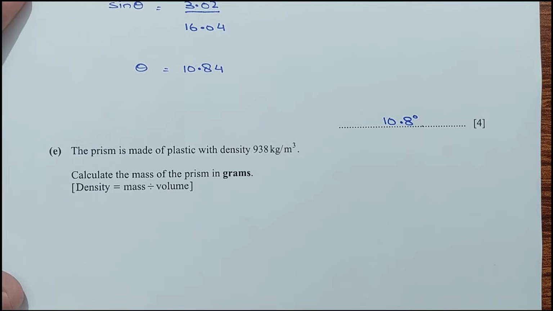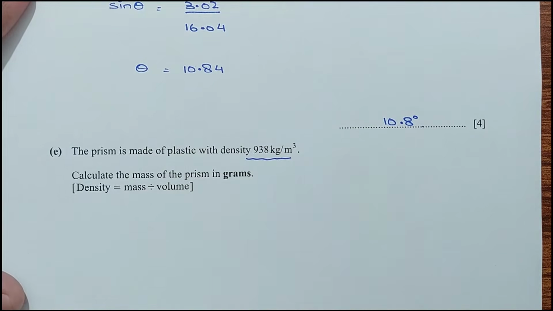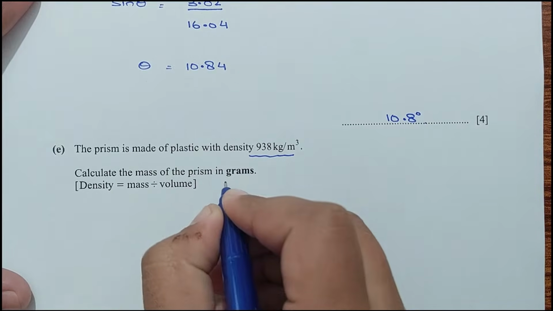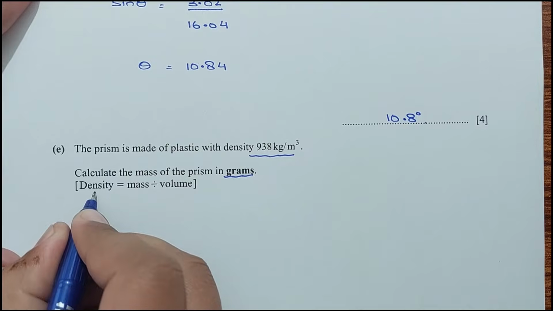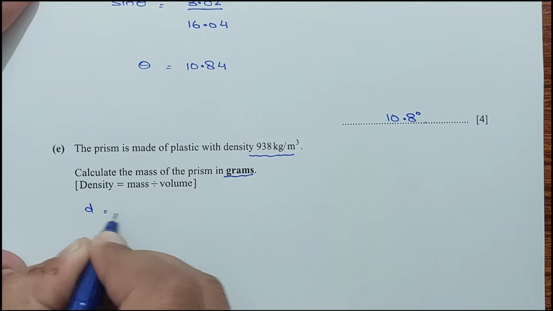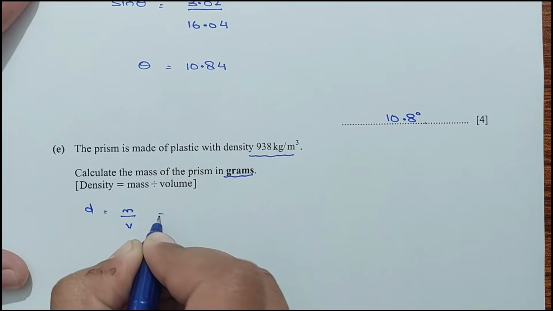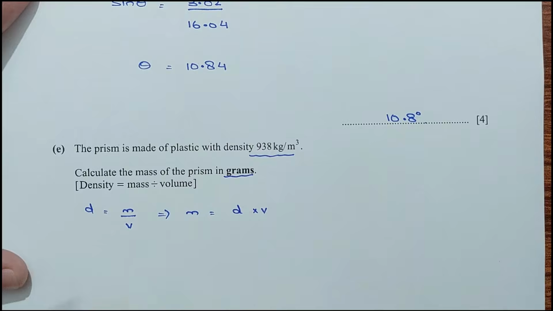Now for part E, the prism is made of plastic with the density we have given in kilograms per centimeter cube. Calculate the mass of the prism in grams. Density is mass over volume. So we have given the density. Density is equal to mass divided by volume. We have to find the mass. So from here, the mass would be equal to density times volume, right?